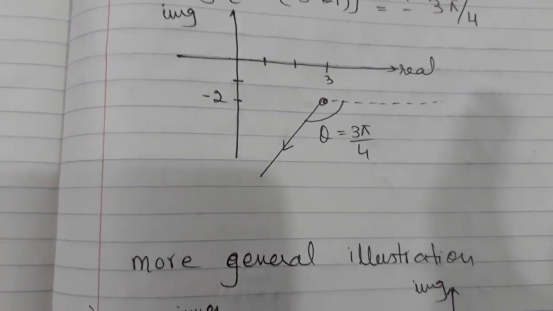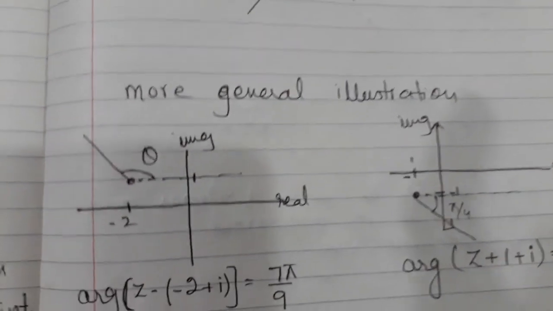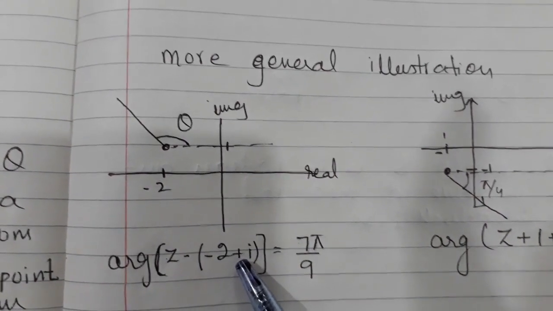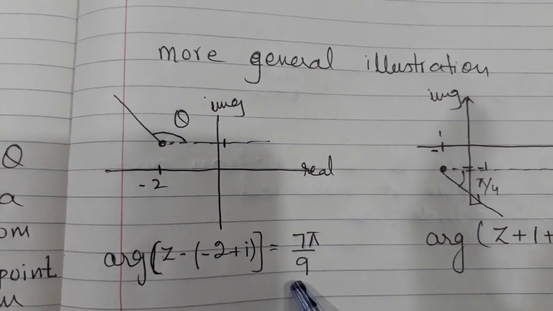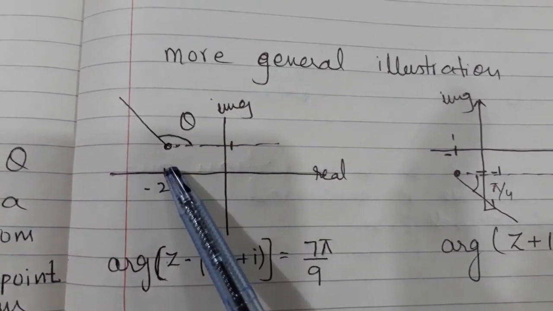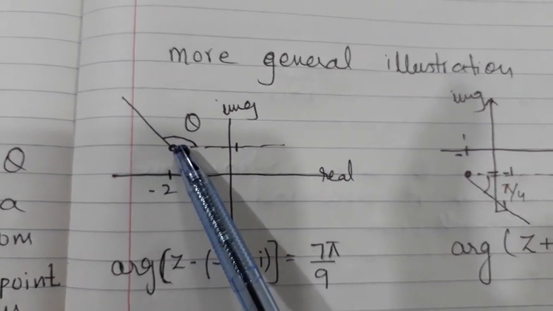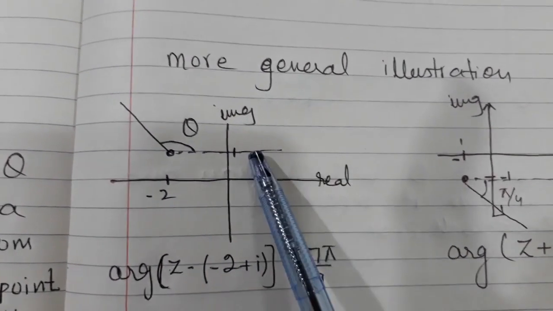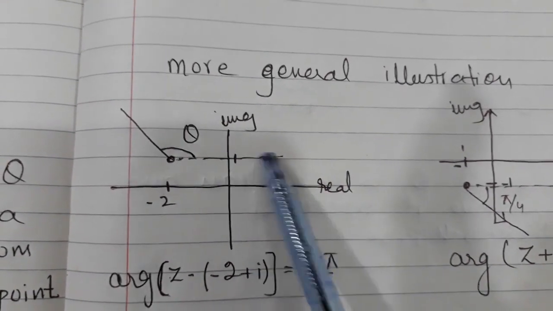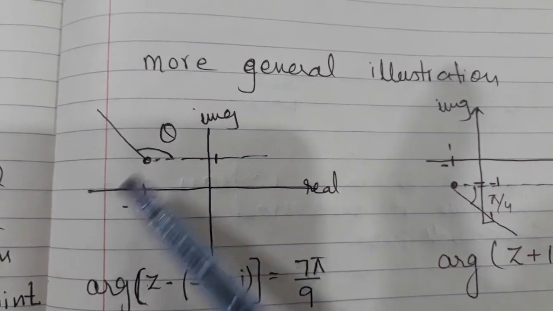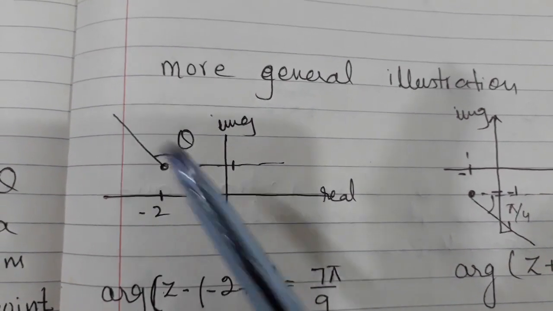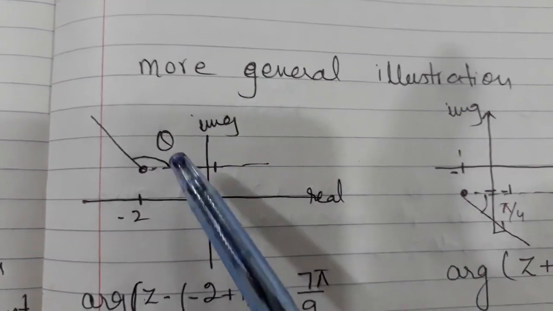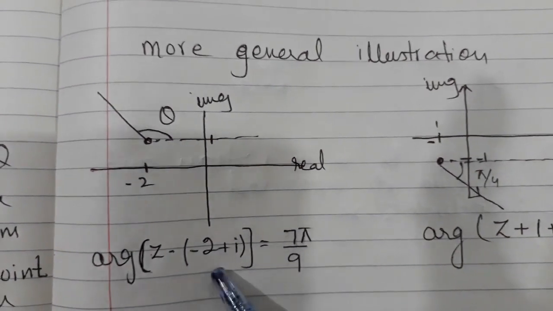Now let's take just a general illustration of the same concept. If I write argument of z minus bracket minus 2 plus i equals 7 pi over 9, it means my point is minus 2 and 1. So this is my fixed point. I will draw a horizontal line here, always in the right hand side direction, parallel to the x-axis, the real axis. And then this is my angle which I am talking about, 7 pi by 9, and I will draw the line here. So this is my illustration of this example.